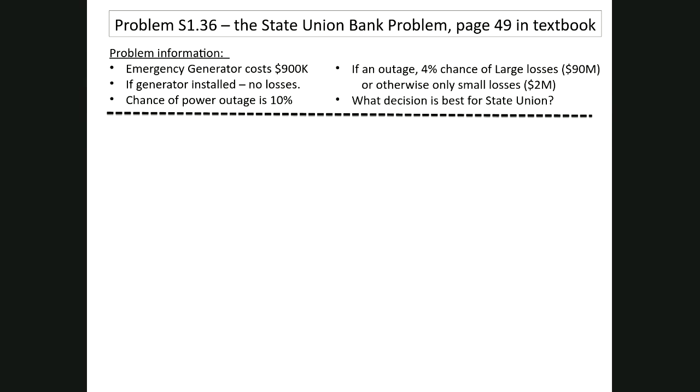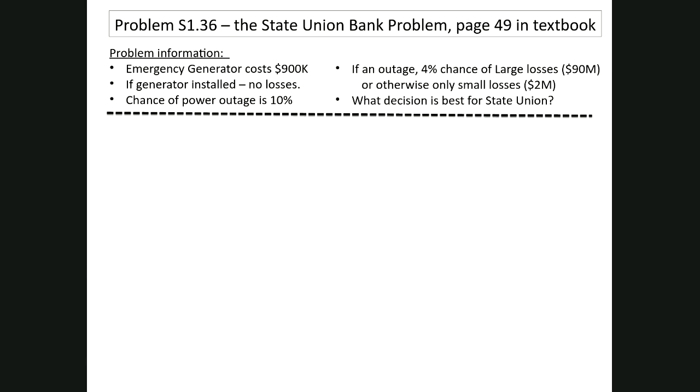All right, we're going to look at an example, and this is the State Union Bank problem on page 49 of your textbook, problem S1.36. I'm going to read this problem to you. You can also follow along in your textbook, and then I'm going to give you a brief outline of what the decision tree looks like, and then I'll allow you to work on this, and I'll put the solution up on D2L. So here's the problem.